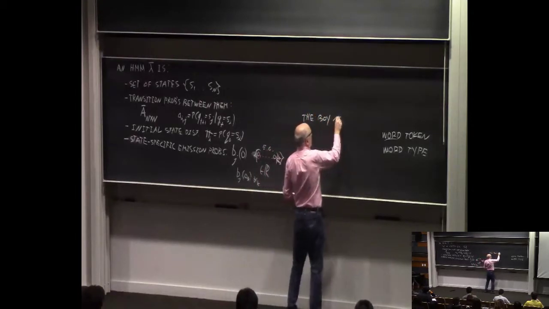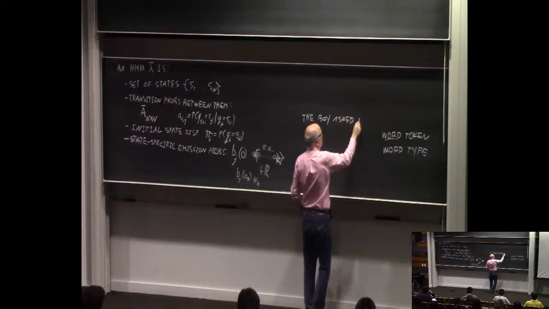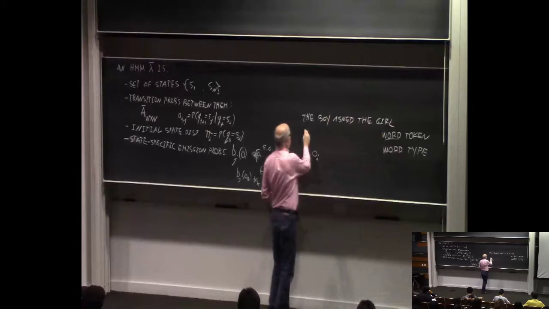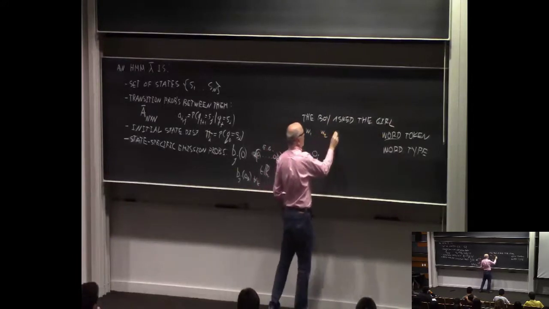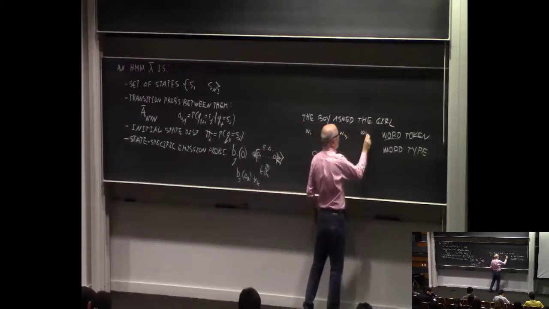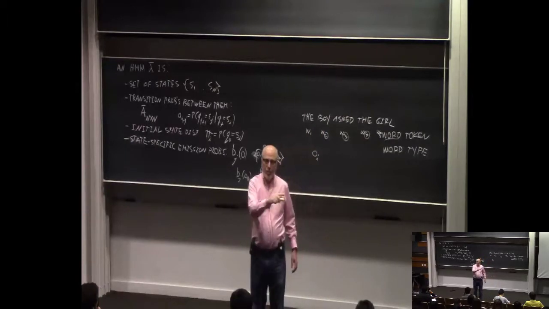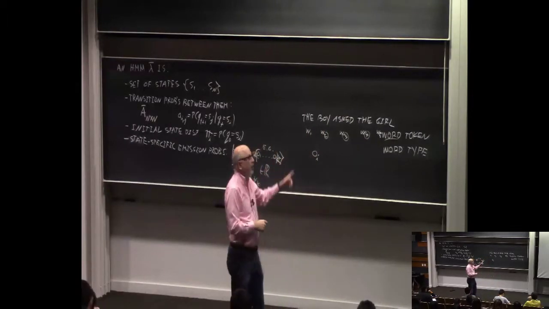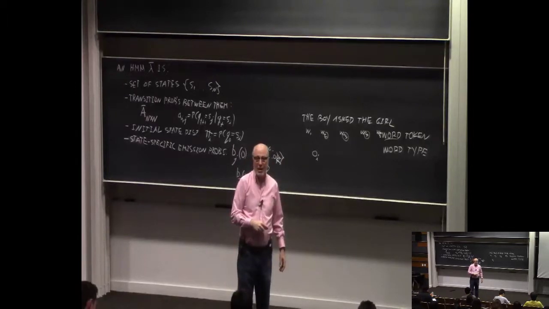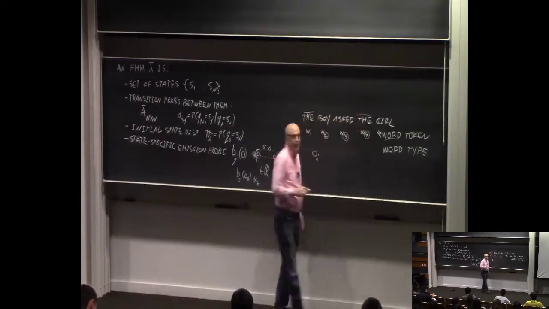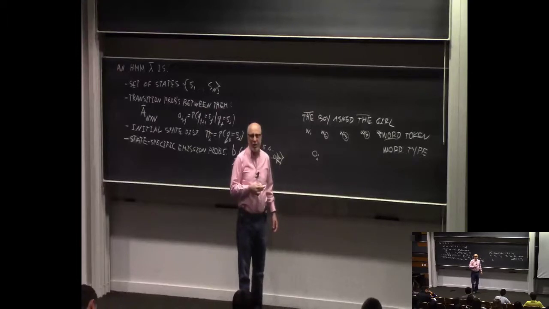boy asked the girl, I can say that this is word 1, this is word 2, this is word 3, this is word 4, this is word 5. What is this 4? What is this 3? These are token indices. Okay? There are 1, 2, 3, 4, 5 word tokens in this sentence. But there are only 4 word types in this sentence because the type of this word is the same as the type of this word. It's the same entry in the dictionary.